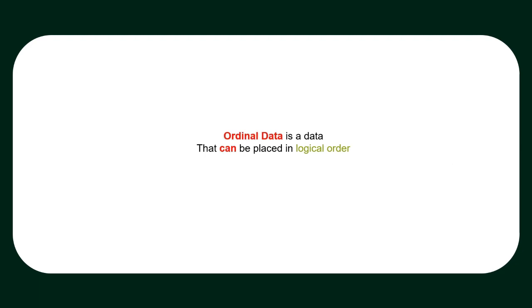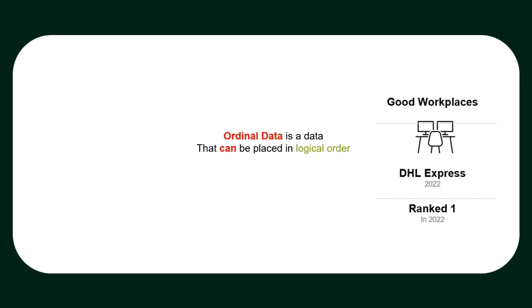Ordinal data is data that can be placed in logical order. For example, ranking of companies based on workplace environment is ordinal data, such as DHL Express being ranked number 1 in the world for workplace.